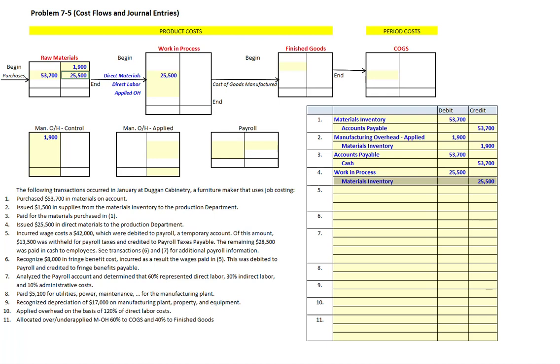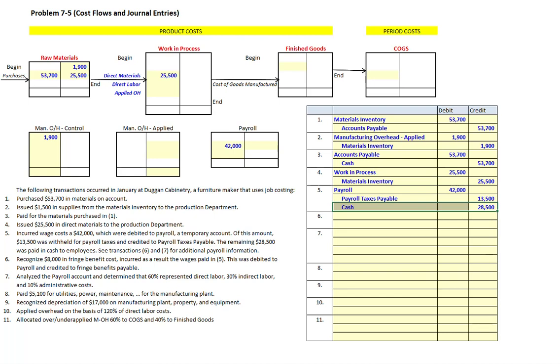Number 5, we're told that we incurred wages cost of $42,000, which were debited to payroll expense. So debit payroll expense. And we're going to use payroll expense as just a temporary account where we're going to park payroll-related costs until we can allocate them to work in process or the administrative side of our business. Of this amount, $13,500 was withheld for payroll taxes, so we need to record that as payroll taxes payable. And for the remaining $28,500, we are actually writing checks and paying cash to our employees.